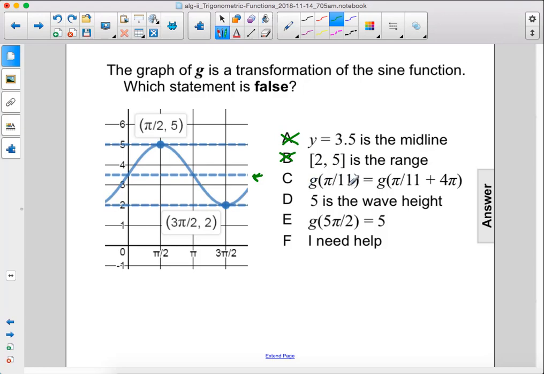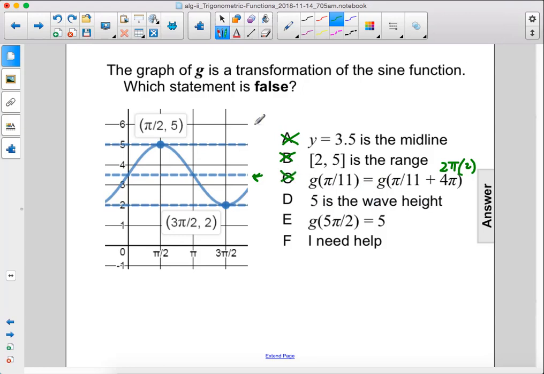G of pi over 11 equals g of pi over 11 plus 4 pi. We don't even need to see the graph to know that this is true, because 4 pi is a multiple of 2 pi. This is 2 pi times a k value of 2. So that becomes 4 pi. These points will be in the same spot, the same y value, so this is true.